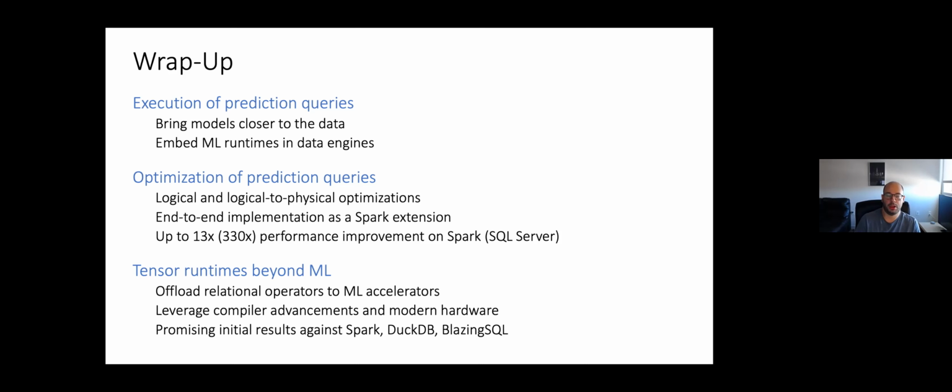And last, I touched upon how we can use tensor runtimes beyond ML. We discussed how we can offload relational operators to machine learning accelerators now that we have them next to the engines. This way we can leverage compiler advancements and modern hardware to speed up relational operations. And we have promising initial results against Spark, DuckDB, and Blazing SQL.